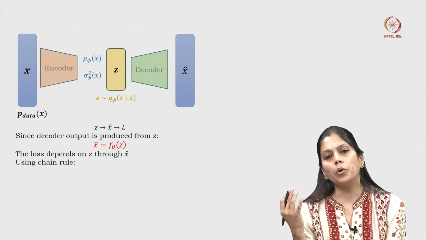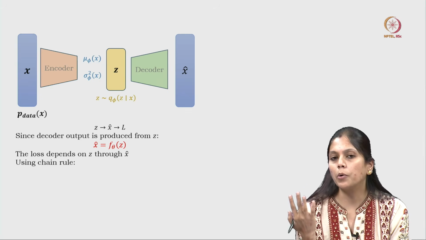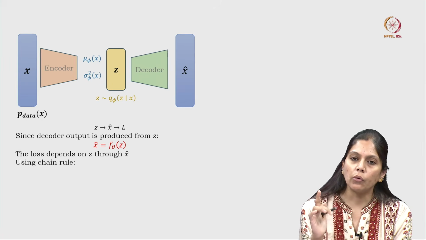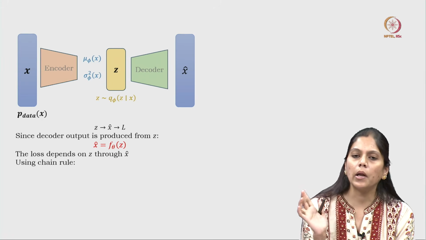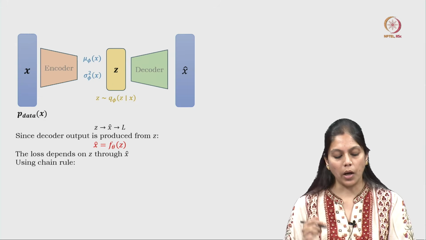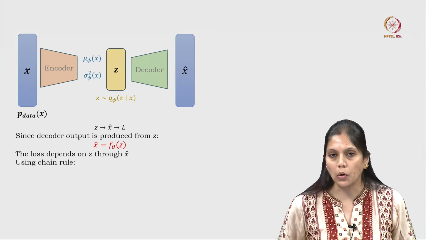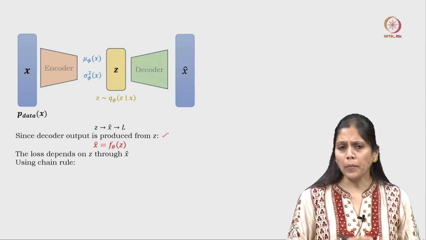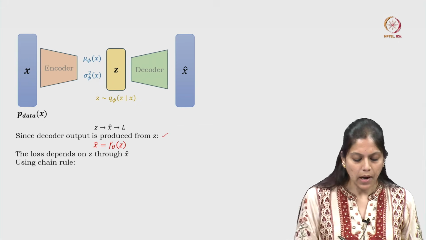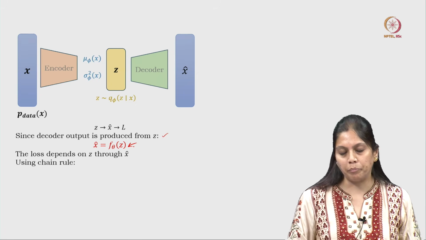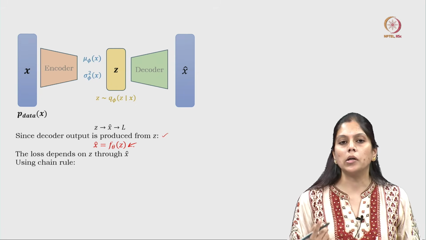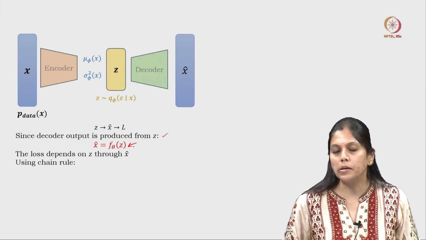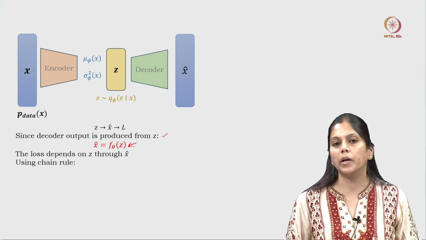Now, if you are computing the loss, and the decoder has produced the output, that output has come by taking Z as an input. So the loss definitely depends on Z as well. Now we compute that using the chain rule. Since the decoder output is produced from Z, and this is the mathematical equation, the loss depends on Z through x hat. We will now compute this derivative of loss with respect to Z.